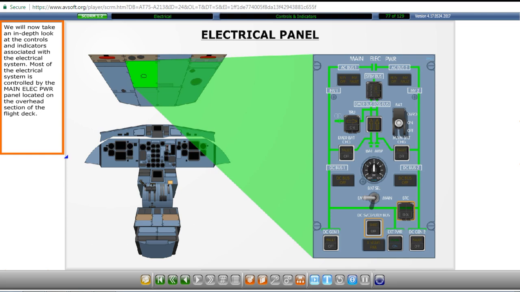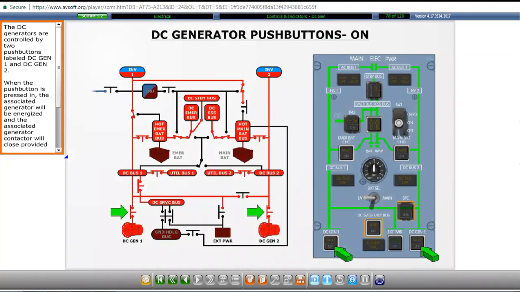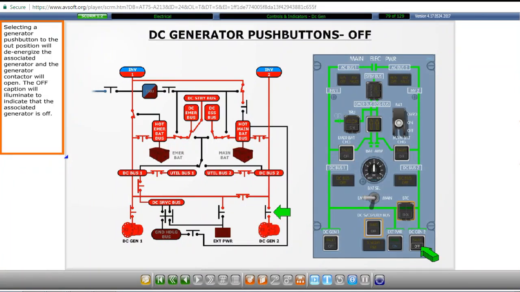Most of the electrical system is controlled by the main electrical power panel located on the overhead section of the flight deck. The DC generators are controlled by two push buttons labeled DC Generator 1 and DC Generator 2. When the push button is pressed in, the associated generator will be energized and the associated generator contactor will close provided the GCU determines that the generator output is within limits.